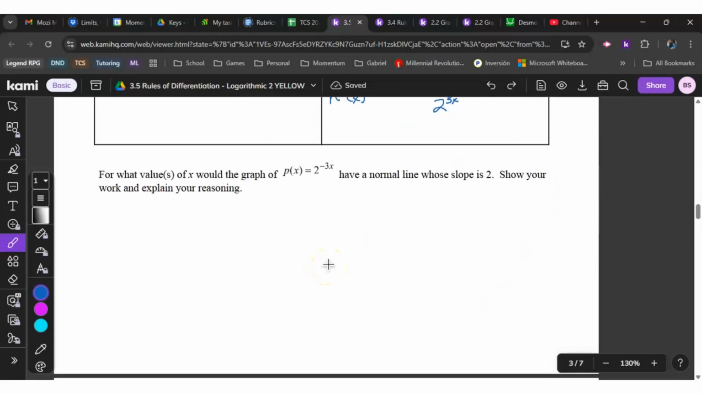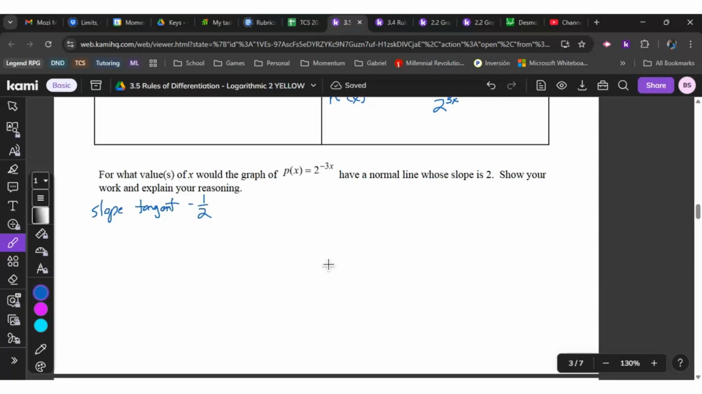All right. So for what values of x would the graph of p of x equals 2 to the negative 3x have a normal line whose slope is 2? If the normal line has a slope of this, what is the slope of the tangent? Good. Slope of the tangent is negative 1/2, right? It's helpful for us to always remember the difference between the normal and the tangent, okay? All right, so in order to figure that out, I basically need to take the derivative and make it equal to negative 1/2 and figure out where that happens.